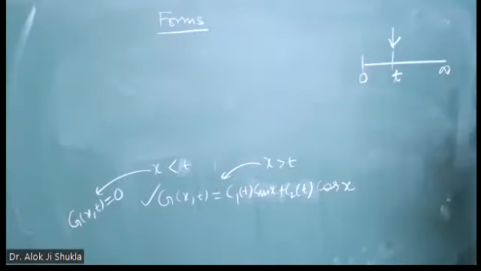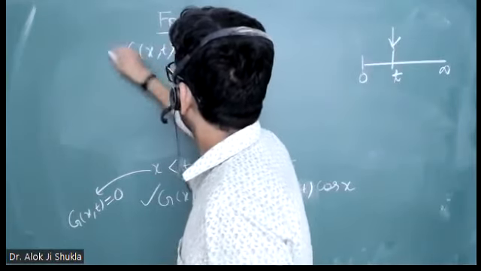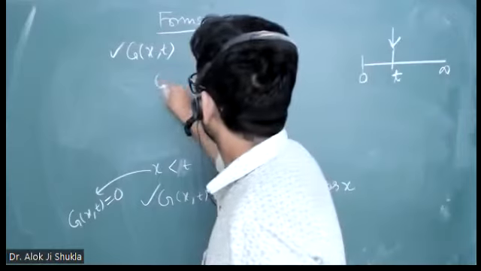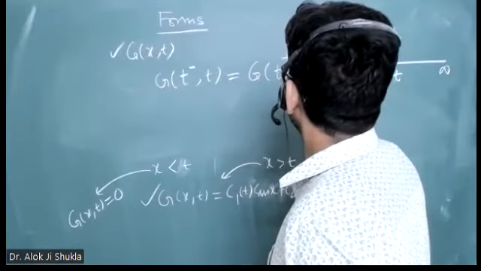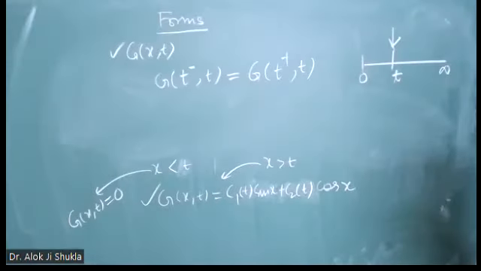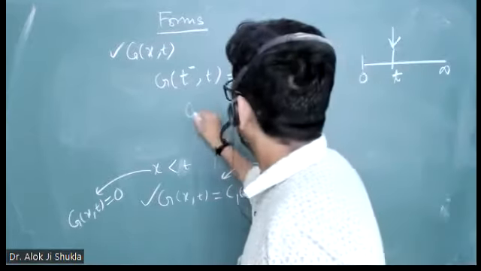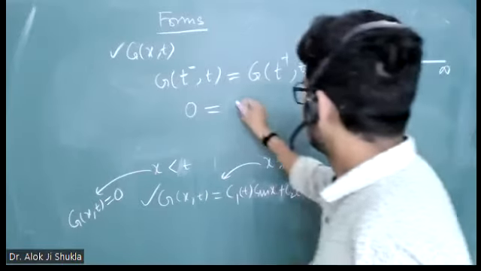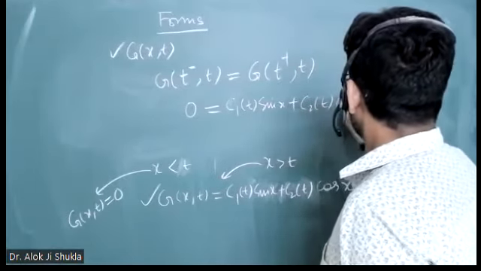First of all, let us impose on this t that the left-hand side and the right-hand side should be equal. That means the value of the function g(x, t). So what should I write for the left value? g of t minus? This should be equal to g of t plus. Do you understand this notation? Okay, this should be equal. On the left side this is equal to 0, and on the right side this is c1t sin x plus c2t cos x.